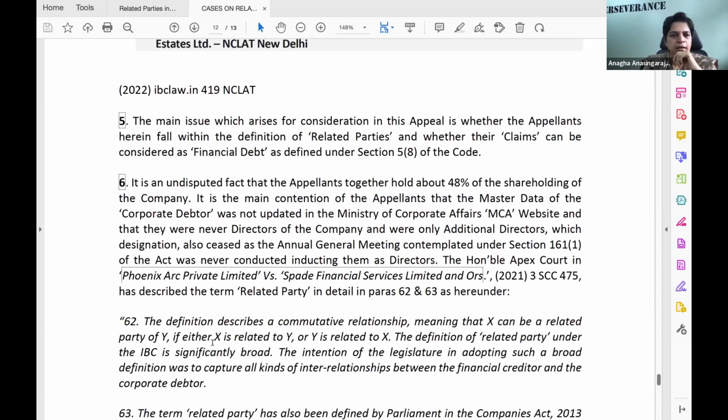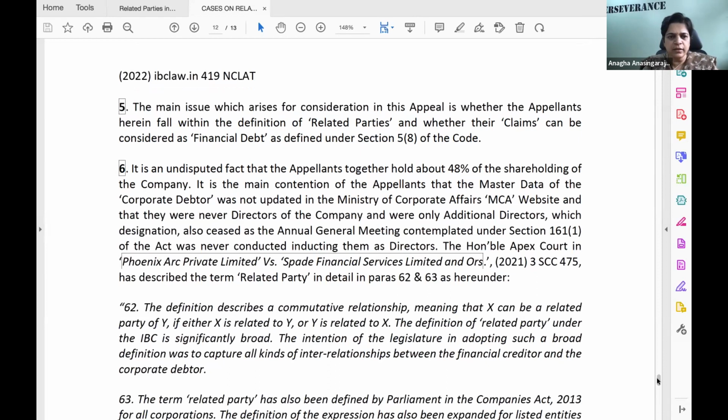So in this case, it was held that the appellants together hold about 48% of the company. And the main contention of the appellants was that the master data of the CD was not updated on the MCA, and that they were never directors of the company. They were only additional directors, who by virtue of the definition itself got disqualified, or ceased, since the appointment was only up to the AGM date. Under Section 161, the AGM was never conducted, so they ceased to be directors on the date when the AGM should have been held by virtue of the provisions of 161.